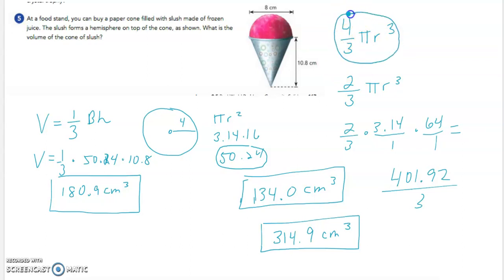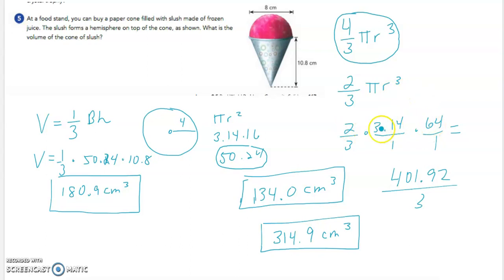I can do that, and then when I get my answer, I can cut it in half, because again, a hemisphere is half of a sphere. Or I can just take this 4 and cut it in half and make 2/3 pi r cubed as the formula. So let's do that. So we have 2/3 times pi, and the radius cubed would be 64. The radius is 4. 4 times 4 times 4 is 64.